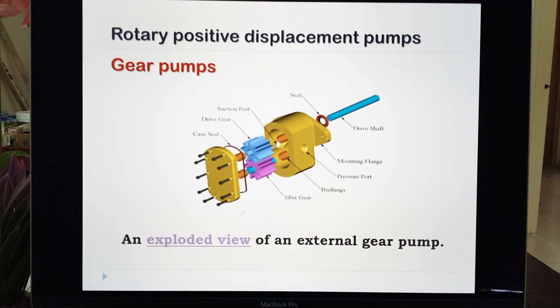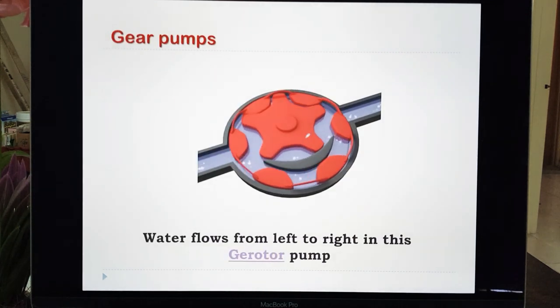This is how the external gear pump looks. We have the drive gear, and this is the suction port for the liquid. Then we have this idle gear. Can you see we have two gears? One is this one and the other is this one. Then we have these bushings, the pressure port and mounting flange, and this is the drive shaft to rotate this gear.